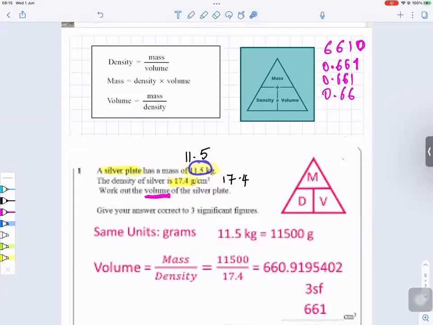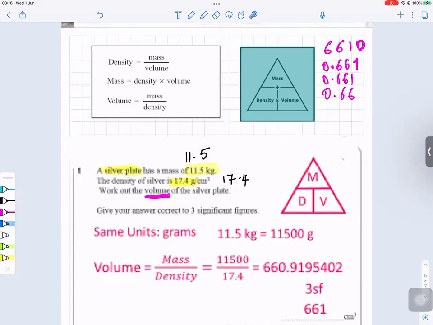So 11.5 kilograms, to change it to grams, that's what we mean by the same units, you times by 1,000. That gives you 11,500 grams. So the mass is 11,500 grams. The volume is 17.4. When you divide it, you'll get this number there. And to three significant figures, you count the first three numbers, 1, 2, 3, and you put a line. The number after that line is 9, which is bigger than 5. You add it to the 0, it becomes 661.